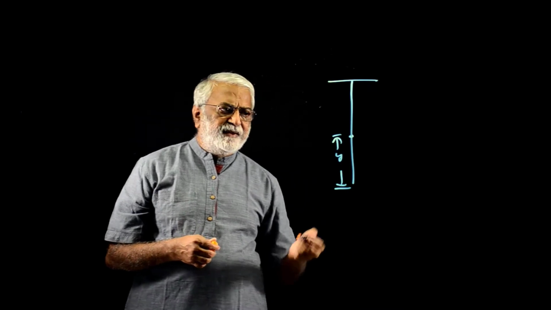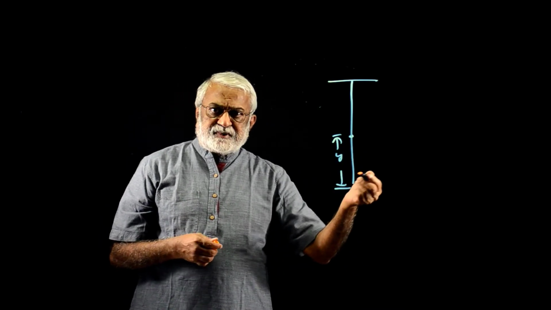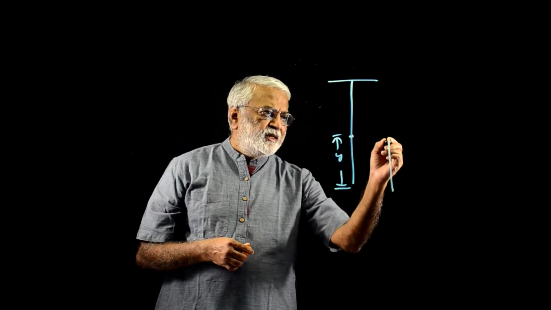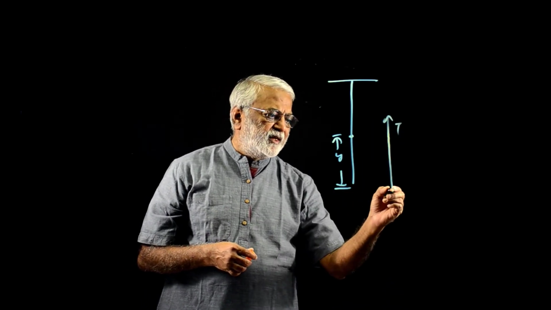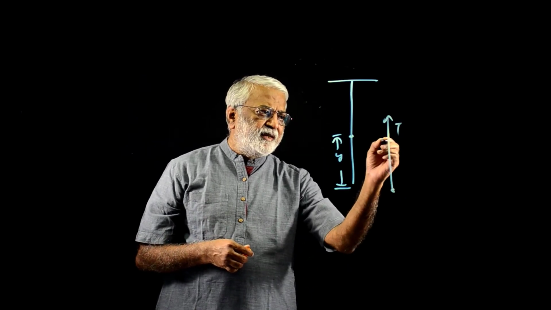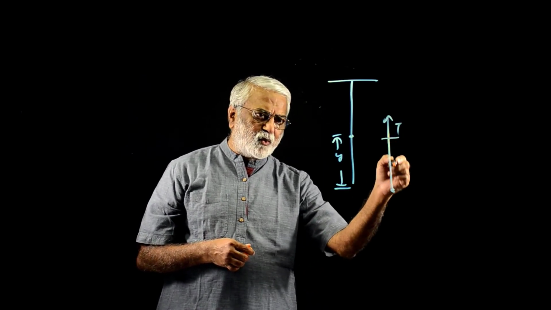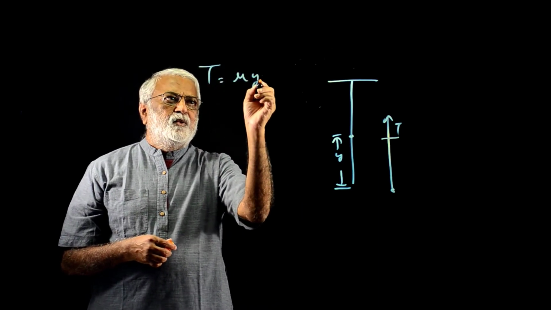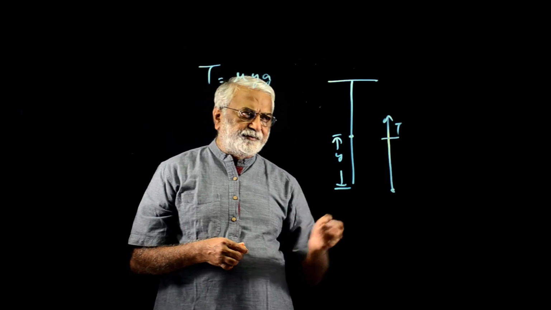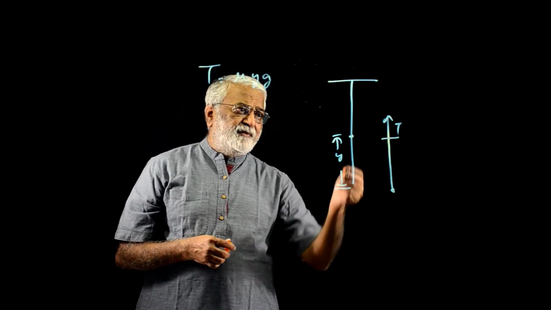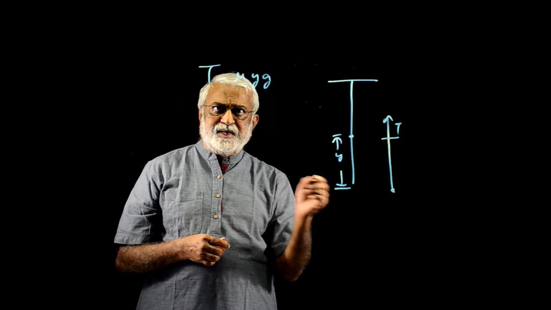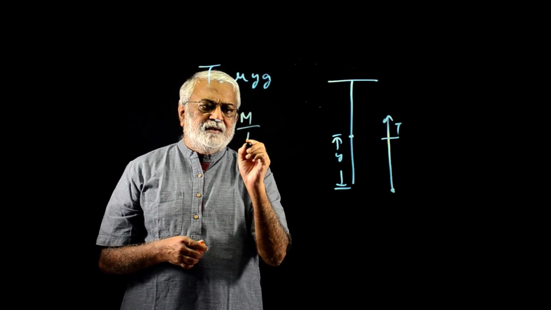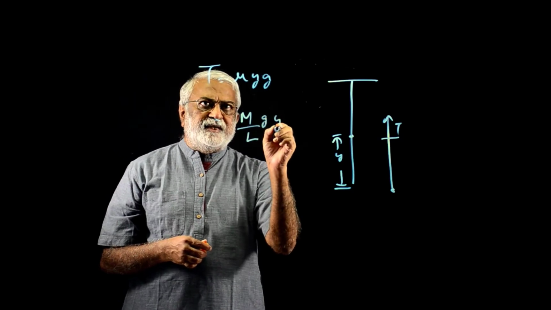Due to gravity, of course, you can write a simple equation here. If the tension is T here, this tension is supporting the weight of this section of length y. So T is mu yg. And if the length of the rope is L and the mass is m, this mu would be m by L, into g into y. That's the tension.